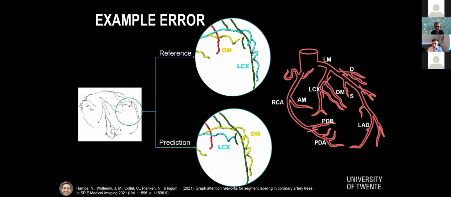And just to show you one example of where the method got confused, is at the distal part of the left circumflex artery, where you see the reference over here, which shows that the curly thing here should be the LCX, whereas the yellow branch here is the obtuse marginal branch, which also corresponds to what you see here in the idealized model on the right. And the model instead labeled the obtuse marginal branch as the LCX and the remainder part of the LCX as the OM.